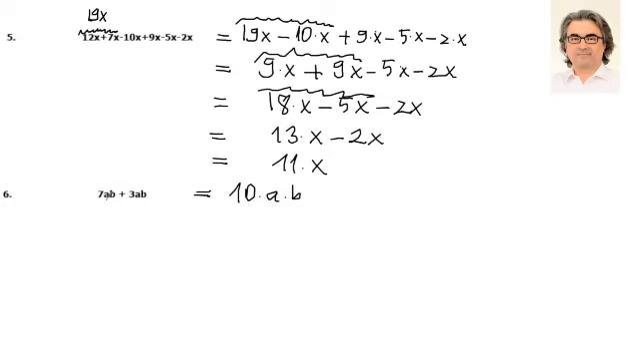Now 7 is the coefficient of a times b, and 3 is the coefficient of a times b for the second term, of course. So the summation may be made here between these two terms. They are like terms. Let's continue with the next page.